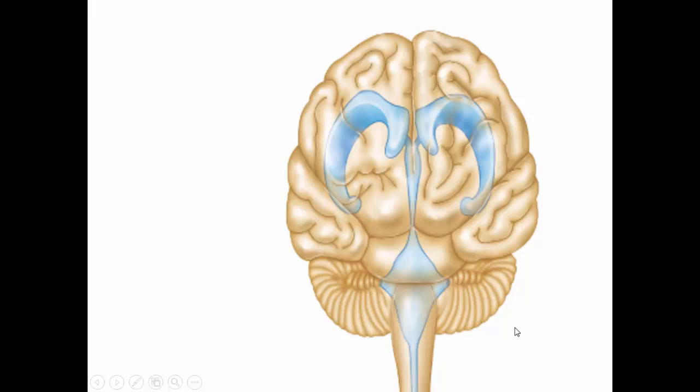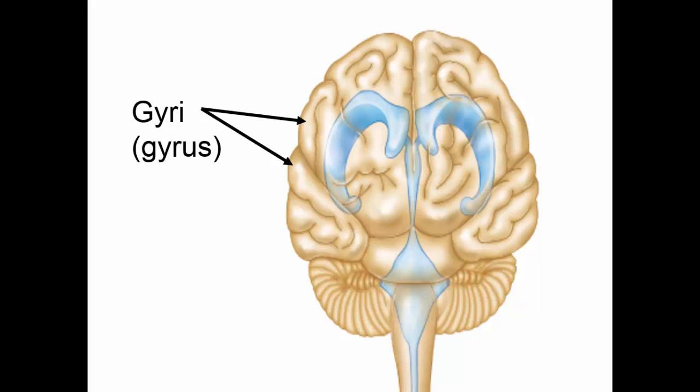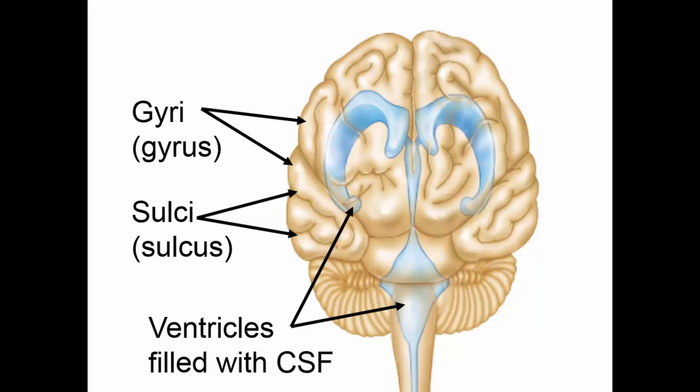As we look at the brain, we notice that the brain has these ridges on it. The ridges are known as gyri. Singular is gyrus. The little grooves in between the gyri are the sulci. Singular is sulcus. The central nervous system, both the brain and the spinal cord, are hollow. These hollow spaces in the brain are known as ventricles, and they're filled with cerebrospinal fluid.